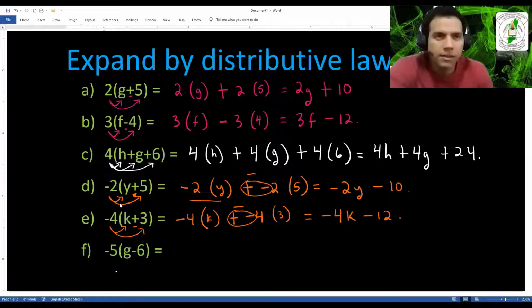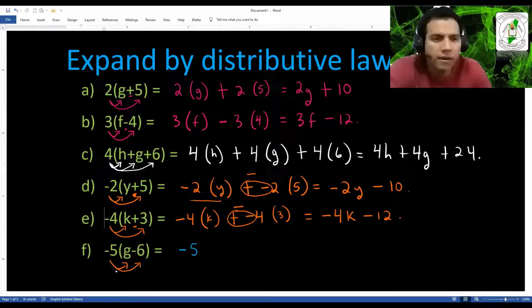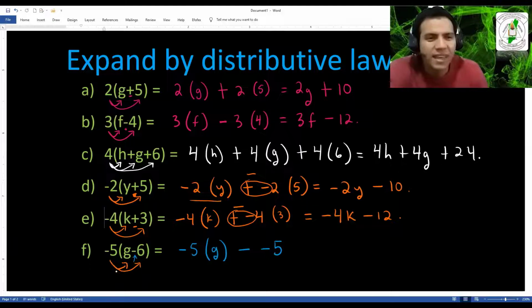Our final example in this expansion by distributive law is negative 5 times g and negative 5 times negative 6. Now, we will write a negative 5 times the g, the negative that is inside right here, then a negative 5. Let me go through that again. I am writing the negative first that is inside the bracket. This is the negative. Let me put that in green.